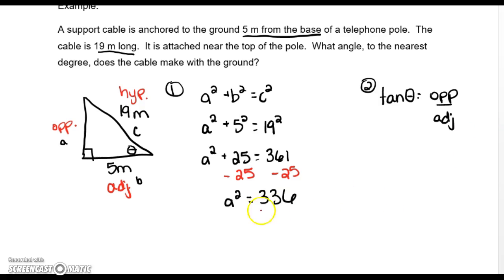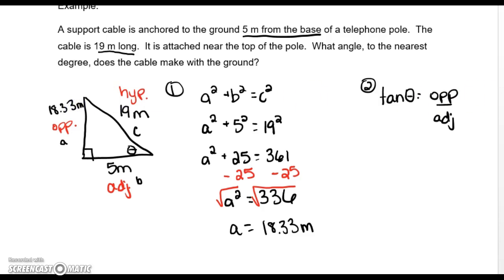Then what we want is we want just a. We don't want a squared, so we need to get rid of this square. So to get rid of a square, we're going to do the opposite operation, meaning we're going to square root each side. If you plug that into your calculator, you'll find that a is equal to 18.33 meters. So I'll just go ahead and fill that in here for our opposite sides. We have 18.33 meters. Awesome.